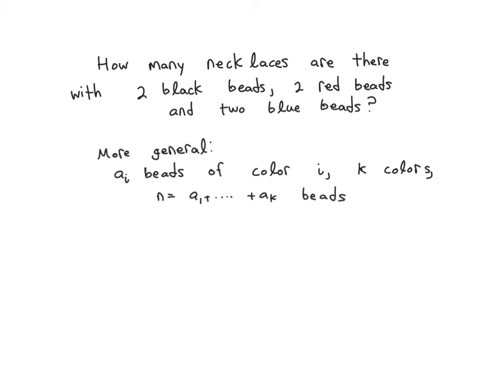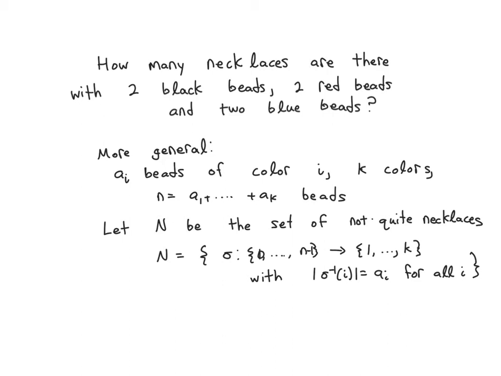So the case we're working with up above here, k is 3, there's 3 colors. a_1, a_2, and a_3 are all equal to 2. And n is 2 plus 2 plus 2, it's 6. But in general, for any k positive integers, a_1 through a_k, you can ask the same question. Well, to that end, we're going to try to answer this problem using group actions.